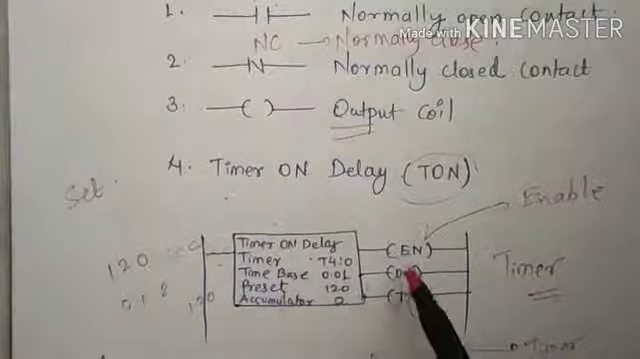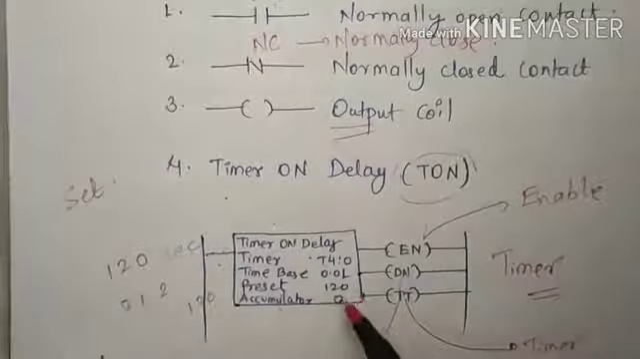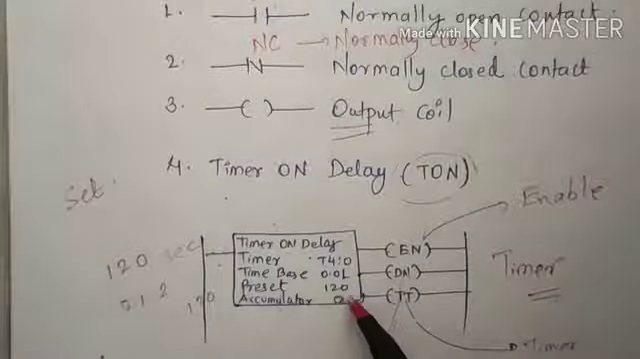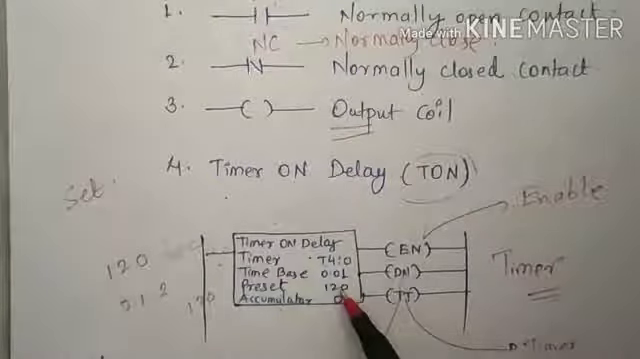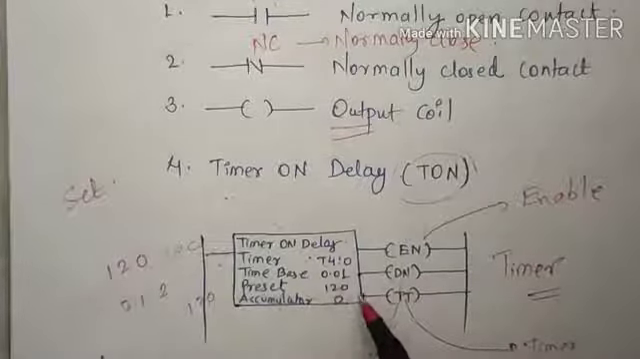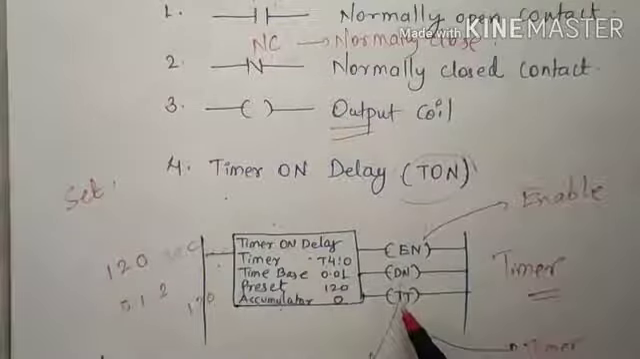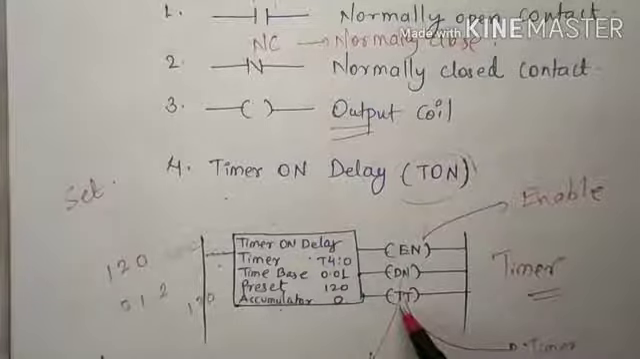Then after the enable bit is on, the accumulator value starts to increase from 0, 1, 2, 3, up to what value? It will count up to 120. When it is counting from 0 to 120, which bit will be set? The TT bit will be set.